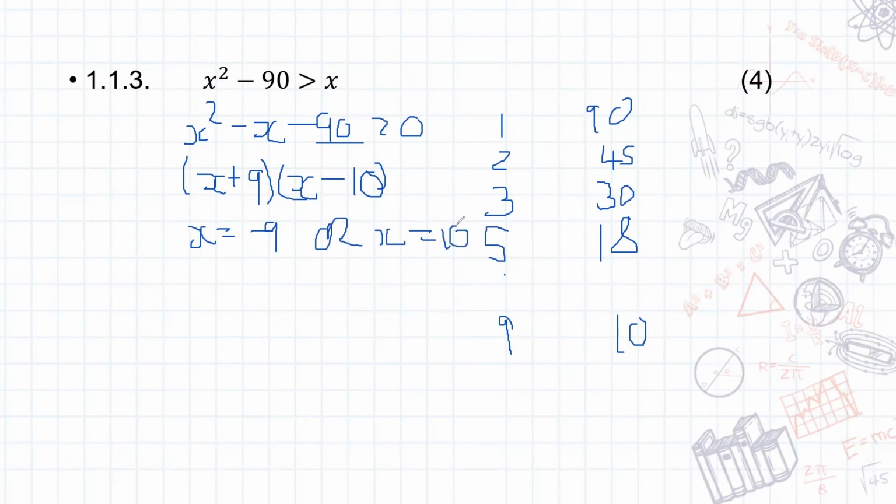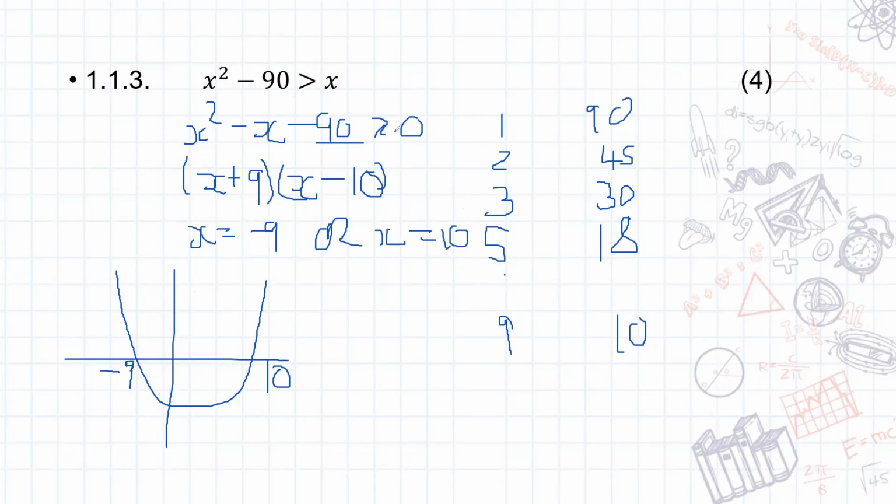But this is an inequality. So we haven't finished yet, right? So what we then do is draw our parabola. And this graph here is a parabola, x squared minus x minus 90. So we just draw our happy smiley face. And we'll put in our critical values. So we've got -9 over here and 10 on this side.